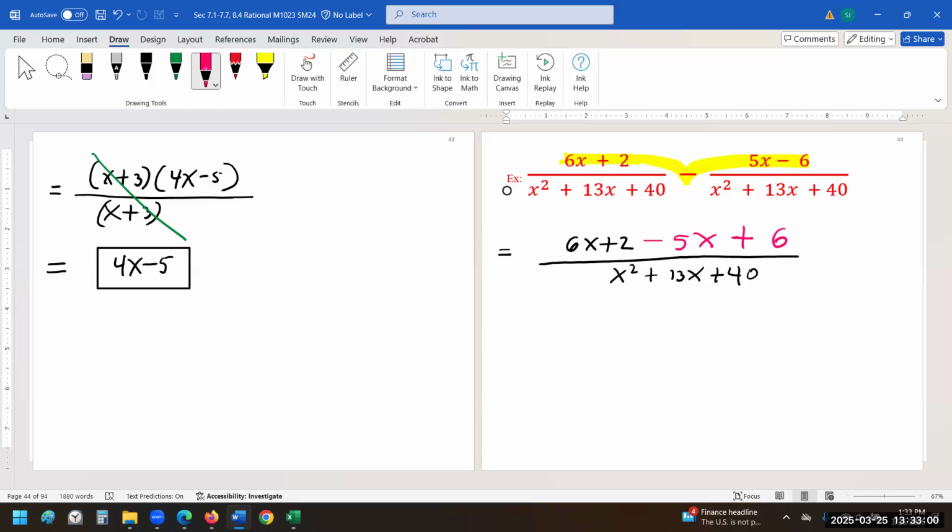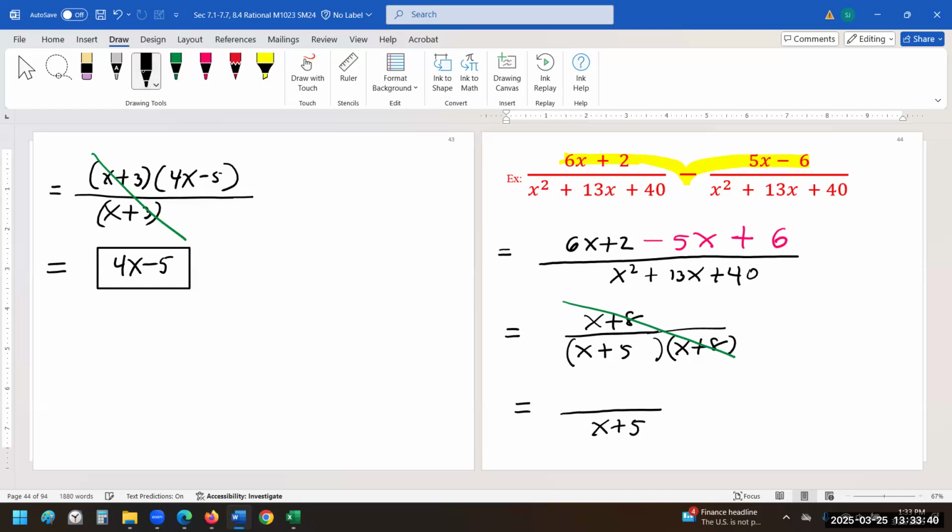Do you see any like terms? Leandra. X plus 8. You mean you're factoring, right? X plus 5, x plus 8. X plus 8 is on the top, x plus 8 is on the bottom. We have x plus 5 left, but it's on the denominator.